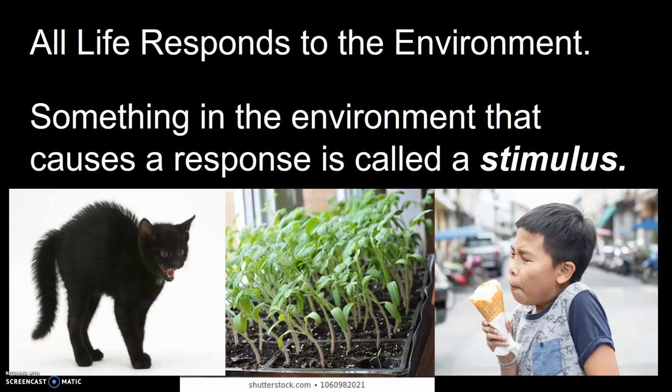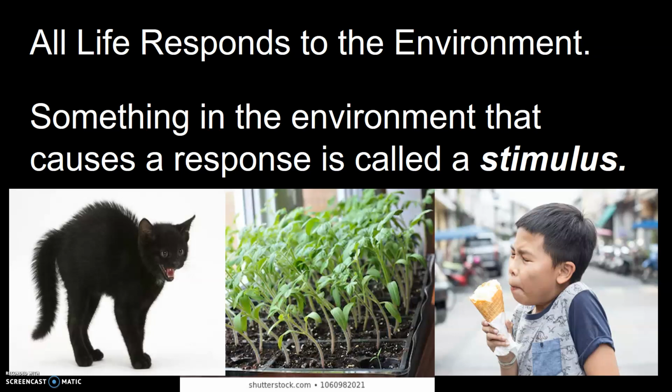In question number 4, all life responds to the environment. It's important to note here that something in the environment that causes a response is known as a stimulus. We can see examples below of living things responding to their environment. Can you figure out what's going on in each picture?